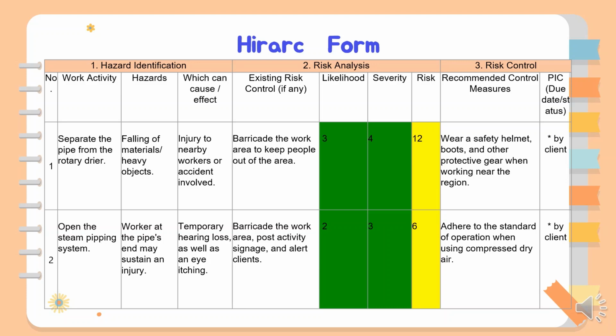In order to control the risk, barricades must be erected in the work area, activity signs must be posted, and the clients must be alert. This hazard has a likelihood of 2 and a severity of 3, then 2 times 3, so the risk is equal to 6, which is classified as a medium risk. The recommended control measure is that workers should follow the standard of operation when using compressed dry air.